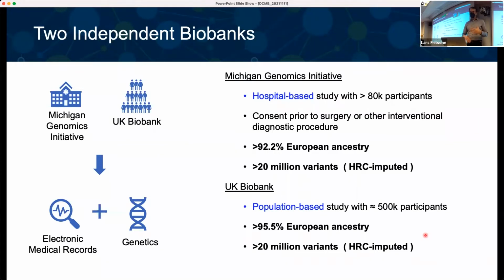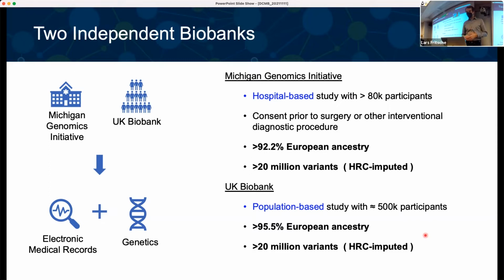The main recruitment mechanism was through surgery or other interventional diagnostic procedures, and people consent, and then they give a blood sample, and we can access their full electronic health record, de-identified. And the catchment population of Michigan Medicine is mainly of European ancestry, and so also in this data set, we end up with over 92% European ancestry individuals. The data set is genotype-array based, but then we perform imputation. And here I'm using the Haplotype Reference Consortium data set.